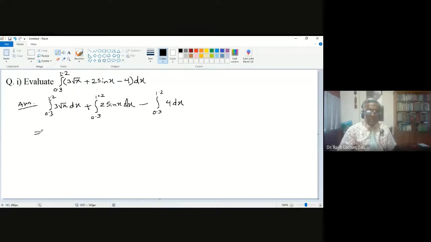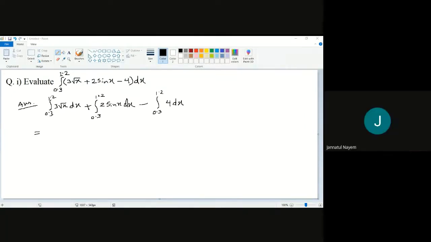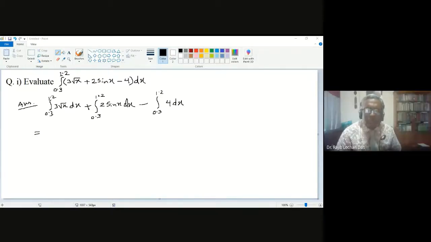So what is this integration? Somebody tell me, what is this integration? Sir, 3x to the power 3 by 2 divided by 3 by 2. Correct. 3 is just a number, and according to the formula it will be x to the power 3 by 2. Why 3 by 2? Because the original power is 1 by 2, so by the formula it is 1 by 2 plus 1.